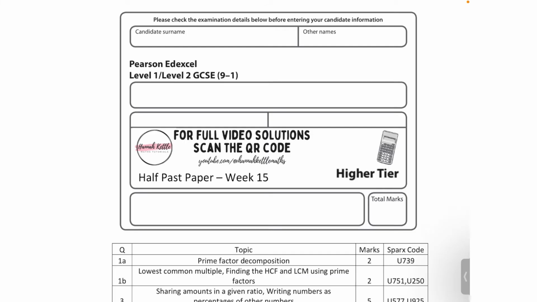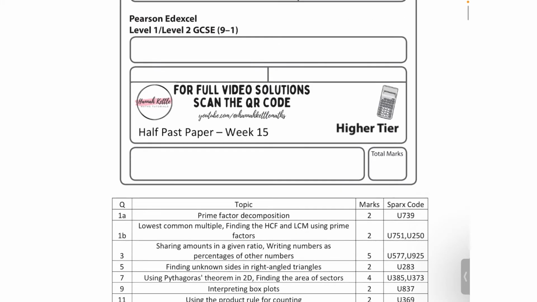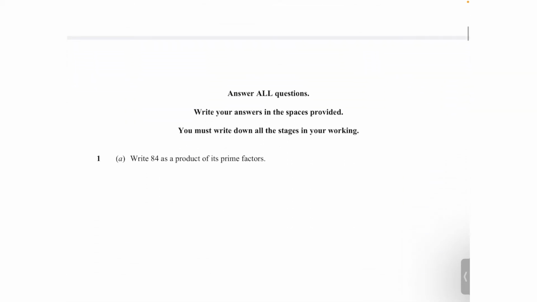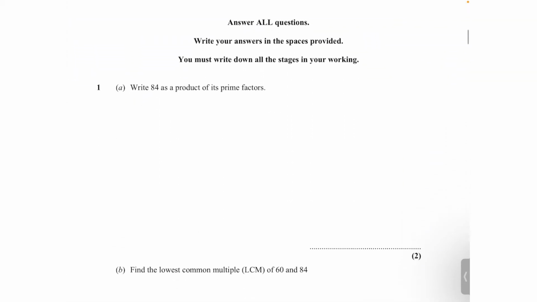This is Half Past Paper Week 15, Higher Tier, and these are all the topics that we're going to be doing today, starting with prime factor decomposition, a really common first topic on these papers. So here we go. Question number 1, write 84 as the product of its prime factors.